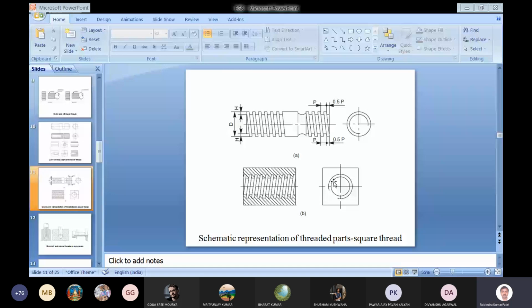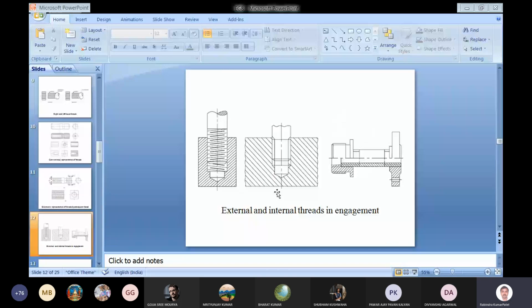And threads can be in engagement. If threads are in engagement, we can show like this, but it is not quite an easy representation. So what we do, we just show continuous parallel lines up to which the thread is there. This portion thread is there, so parallel lines will be there, up to which the component with external thread has been shown, up to here. In this way, engagement can be shown.